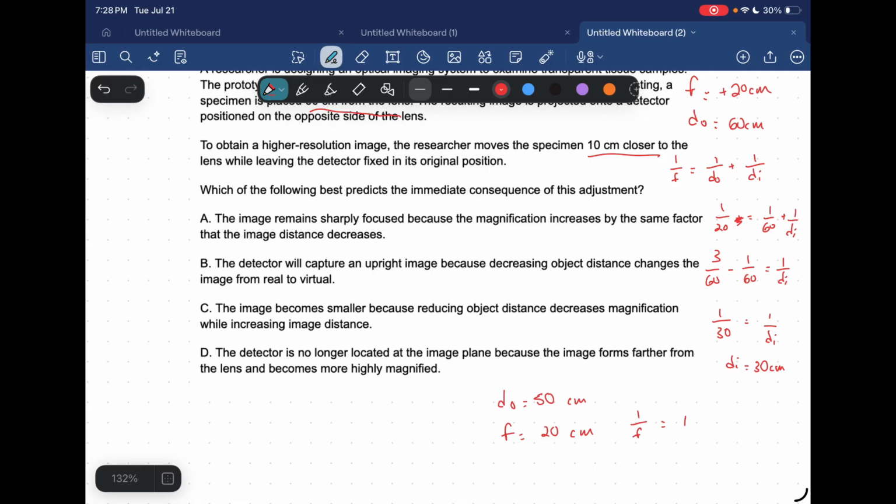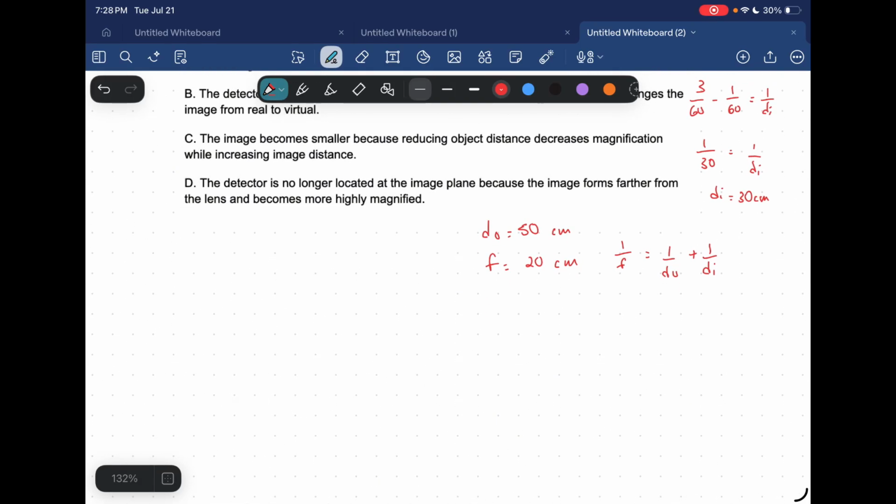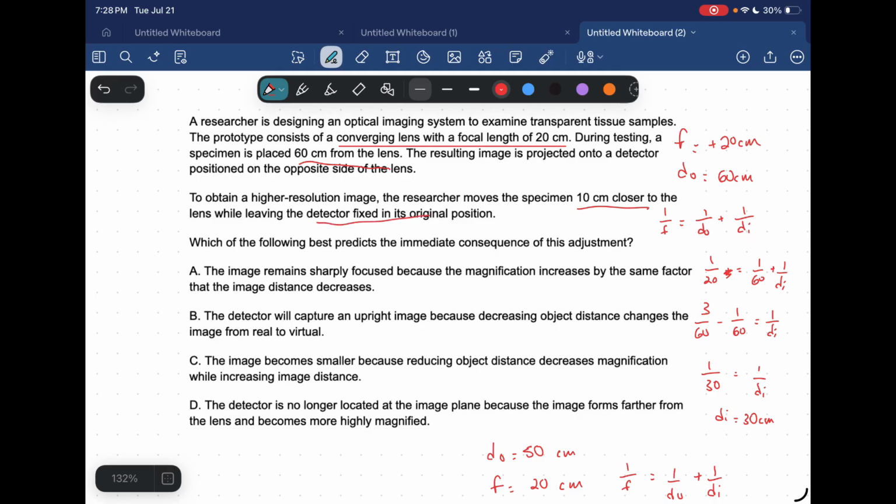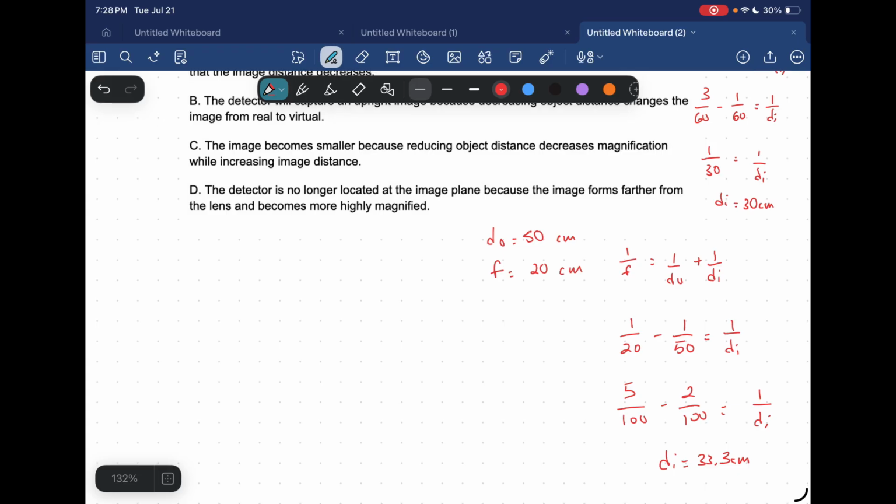So we're going to plug in those values to this same equation, and we're going to get 1 over 20. I'm just going to move this term already to that side to make it quicker. 1/20 minus 1/50 equals 1 over di. Find the common denominator. 2 over 100 equals 1 over di. Di is going to be 33.3 centimeters. But you'll notice that it says the detector is fixed in its original position. It's still 30 centimeters away from the lens, but the new image forms at 33.3 centimeters.